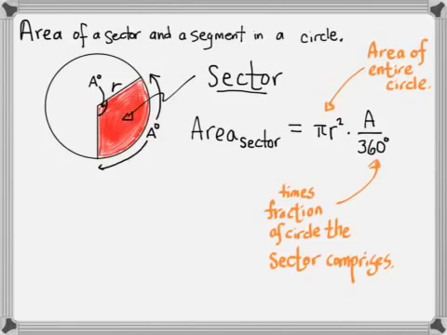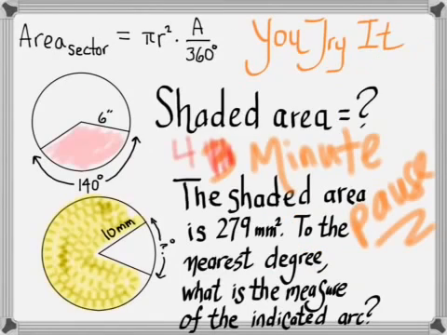I want you to try a couple of problems here. So let's get them up. There they are. This is Your Turn. I give you the formula again up at the top. The first one: I want to know what's the shaded pink area, and I gave you the radius and the angle. And the second one, I gave you the yellow area. The shaded area is 279 square millimeters. To the nearest degree, what's the measure of that indicated arc?